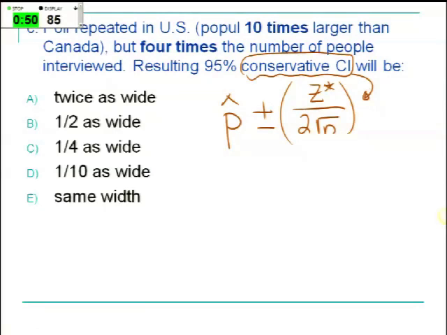Will it be twice as wide, half as wide, 1/4, 1/10, the same width? Now, when you interview those United States college students, you might get a different p-hat, right? It may not be the same 66% because it's for a different population. Does p-hat affect the width of the interval, though? No? Just that margin of error part. Is z-star going to change or not? Nope, still 95%. So think of the only thing that's changing.